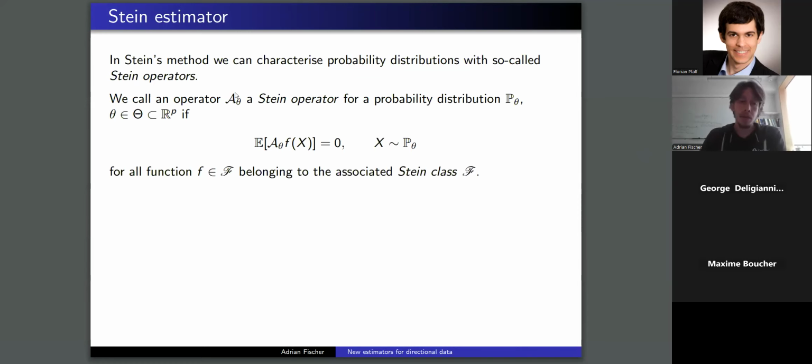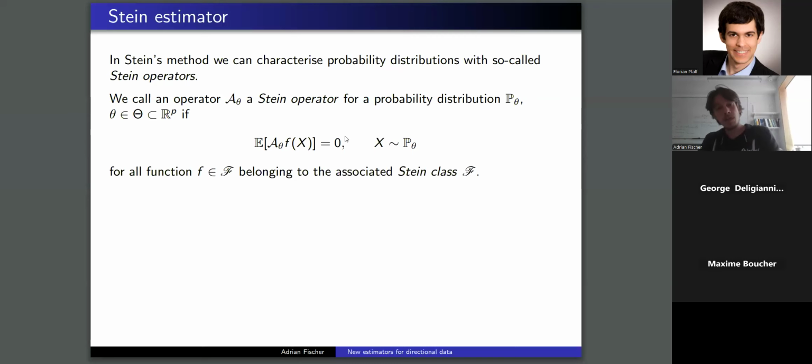We call an operator A_theta a Stein operator for probability distribution p_theta, where theta is the parameter of interest, the one which we want to estimate, out of a parameter space, which is p-dimensional in this case. And we call A a Stein operator if the expectation of A applied to some test function f of x is 0 if x follows the probability distribution p_theta, for all functions f belonging to a certain class of functions. And if this class of functions, capital F, is large enough, the Stein operator, together with this class, actually characterizes the probability distribution p.